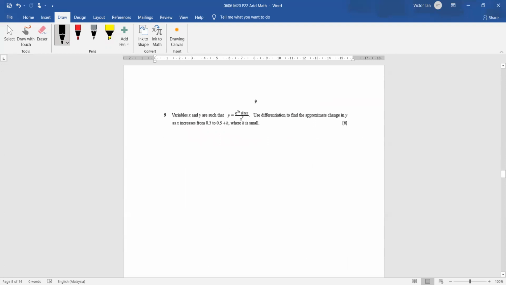Variables x and y are such that y equals e to the power 3x sin x over x squared. Use the limit to find the approximate change in y as x increases from 0.5 to 0.5 plus h. So delta x equals h. Asked to find delta y, so delta y is dy over dx times delta x. So we need to find dy over dx using the quotient rule. V is x squared, differentiate e to the power 3x sin x, so this is product rule.